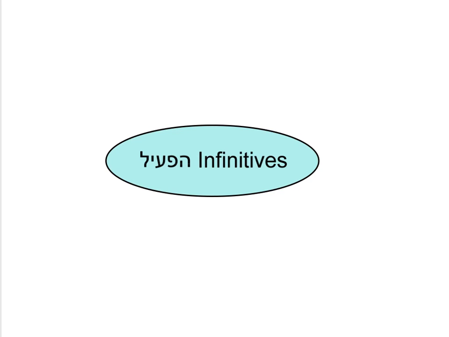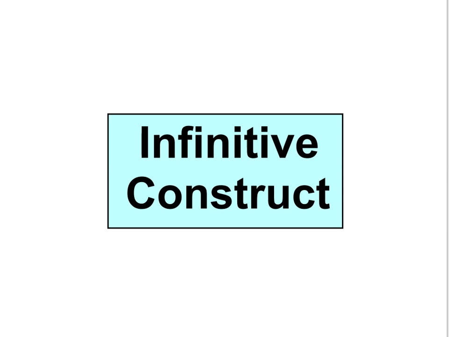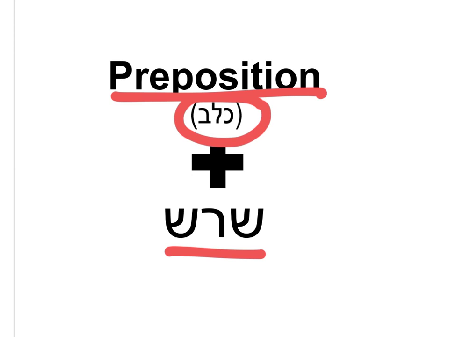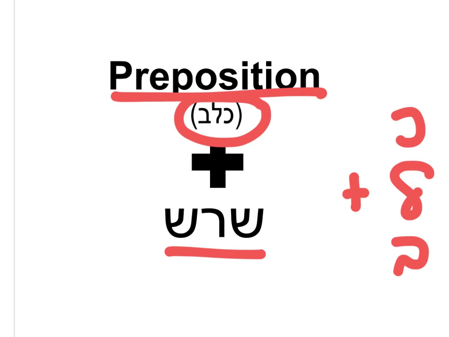We can continue our study of Hiphil infinitives with the second type of infinitives. This type of infinitive is called an infinitive construct. This is the type of infinitive that has a preposition before a shoresh. The most common prepositions before the shoresh are the kelev prefixes. So when you have a kaf, a lamed, or a bet before a shoresh, that makes the second type of infinitive called an infinitive construct.